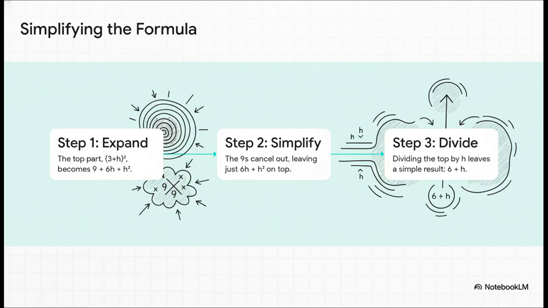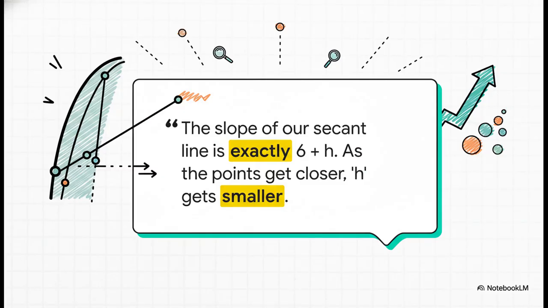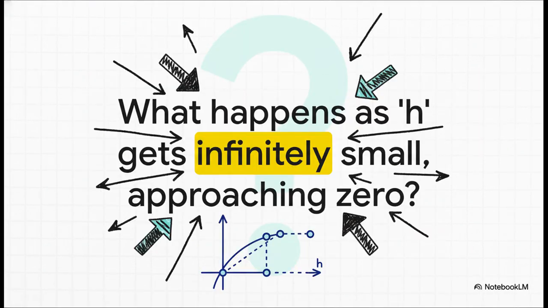So simple. So what does that mean? It means the slope of our temporary line, our secant line, is exactly 6 plus h. And that's huge, because it tells us that the closer we make those 2 points, the smaller h gets, the closer and closer our approximation gets to the real answer. And this right here is the absolute core idea of calculus. What happens in that instant? What happens when we make h so ridiculously small that it basically disappears?